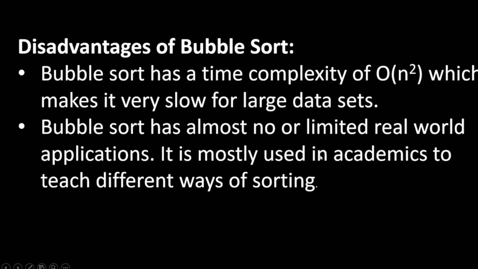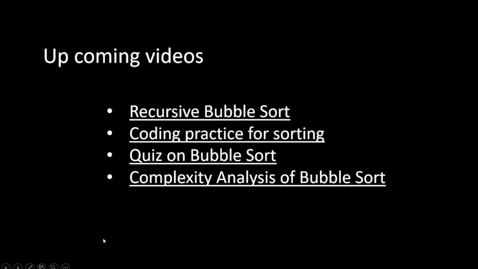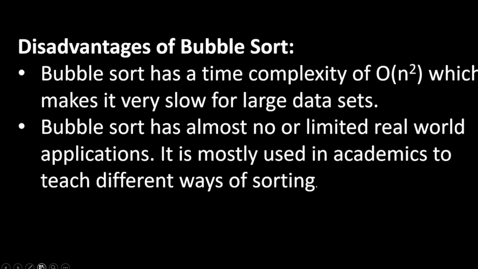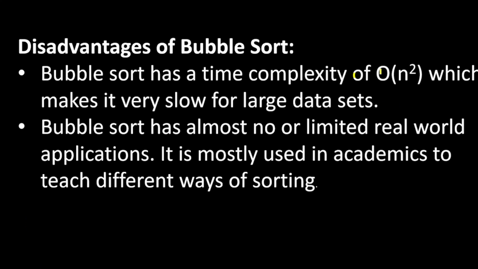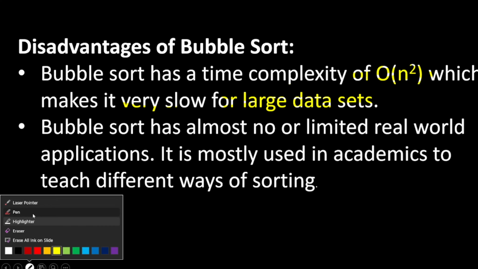Okay, so what is the disadvantage of bubble sort? It has a time complexity of n square. It is quite high as we compare to quick sort or merge sort. It's very high, right? So this is one of the worst, the main disadvantage. Okay, it's very slow for large data sets. Yeah, for large data sets, it is very slow.